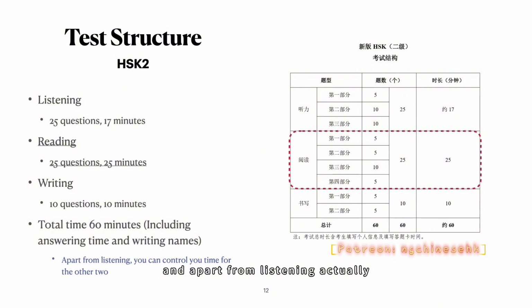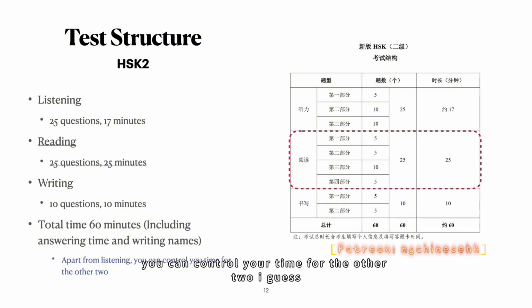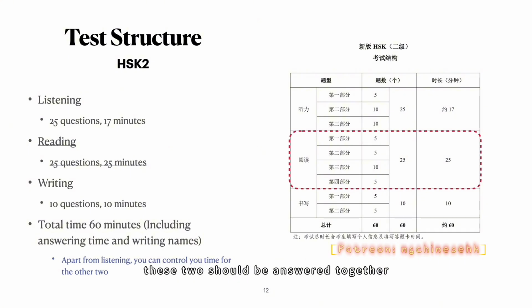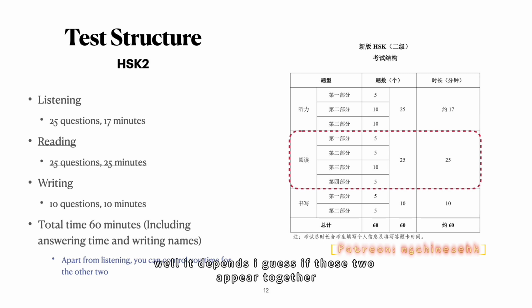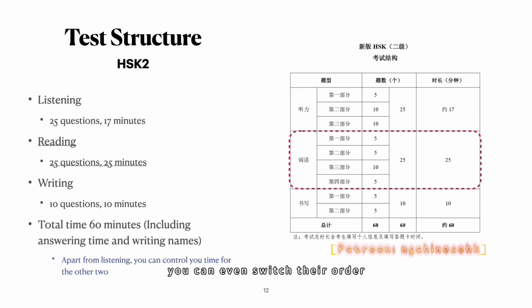And apart from listening, actually you can control your time for the other 2. I guess these 2 should be answered together. But if these 2 are separated, then you need to do them one by one. But if these 2, reading and writing, show up on the same paper, it means you don't have to share exactly 25 minutes for your reading and 10 minutes for your writing. Well, it depends. I guess if these 2 appear together, you can even switch their order.